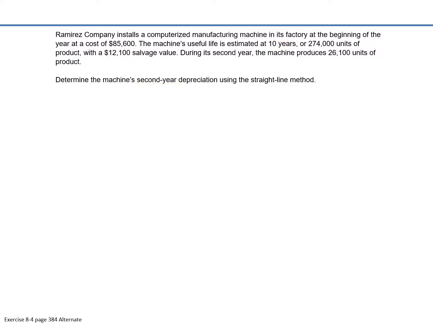So now this is the same problem, but they are asking you to determine the second year depreciation under the straight line method as well, just using different numbers. So why don't you take a try at it? And then when you're finished, you can resume the recording and we can go through the answers.